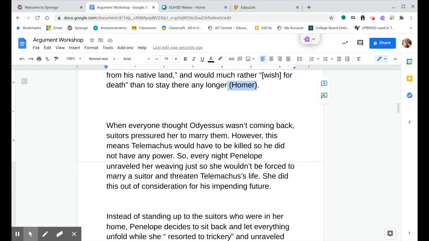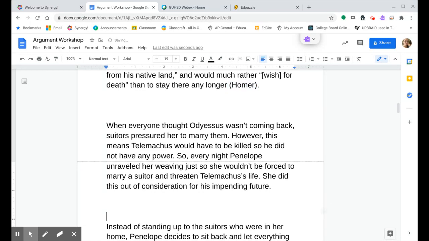When everyone thought Odysseus wasn't coming back, suitors pressured her to marry them. However, this means Telemachus would have to be killed, so he did not have any power. So every night Penelope unraveled her weaving just so she wouldn't be forced to marry a suitor and threaten Telemachus's life. She did this out of consideration for his impending future. Okay, it's very clear that this is trying to prove that Penelope is very intelligent. She's very strategic, and I think it does a good job of doing that.